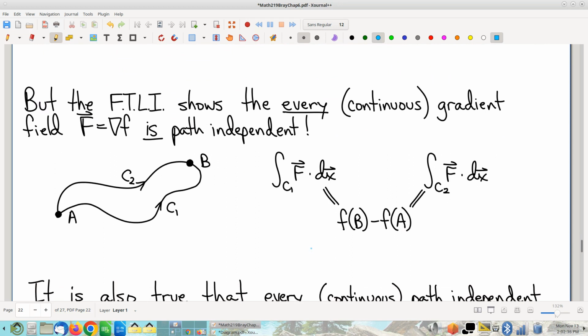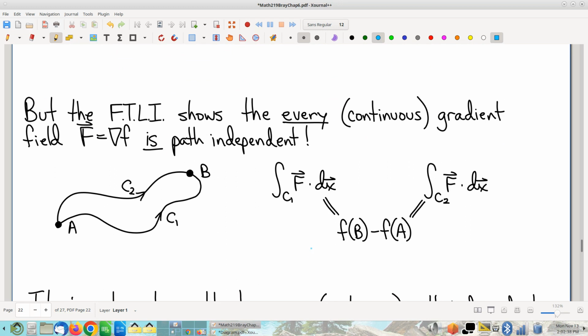Here's how it works. Here's why it's not that outrageous of a suggestion. In fact, not only does there exist a path-independent vector field, but there's a bunch of them. And it's not even hard to find them. In fact, every gradient is path-independent. Not hard to show. Here we go. Let me show you how this works.